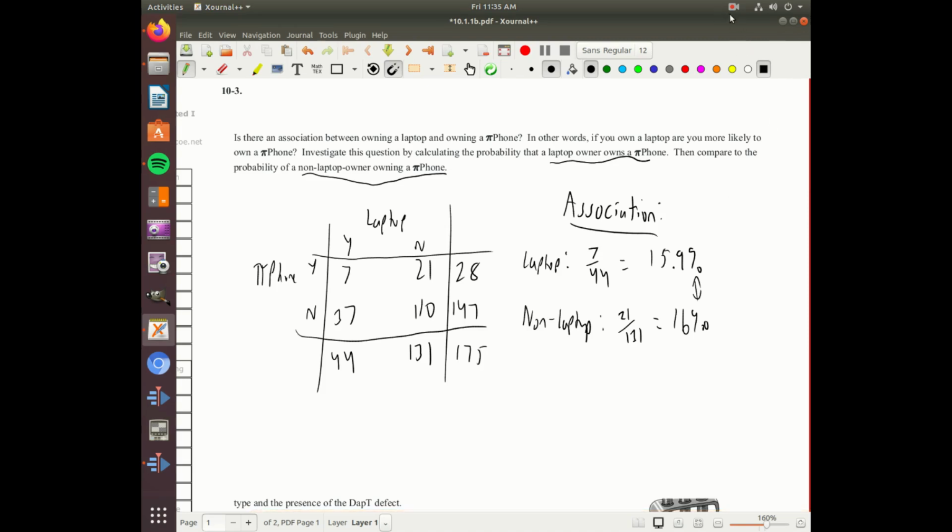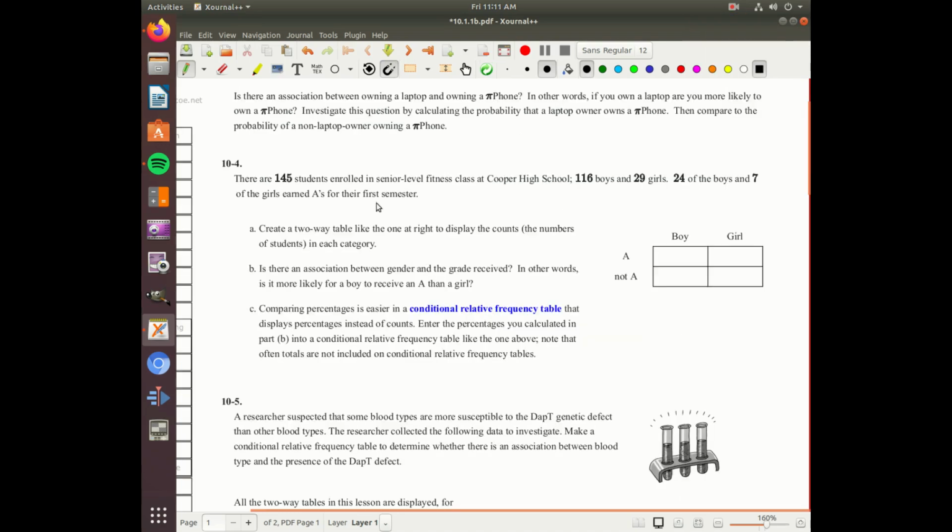All right, now the video should skip again, and we should go back to problem 10.4. So 10.4: there are 145 students enrolled in the senior fitness class at Cooper High School. 116 boys, 29 girls. 24 of the boys and 7 of the girls earned A's the first semester. Create a two-way table like the one.